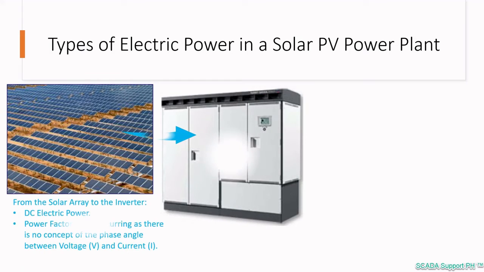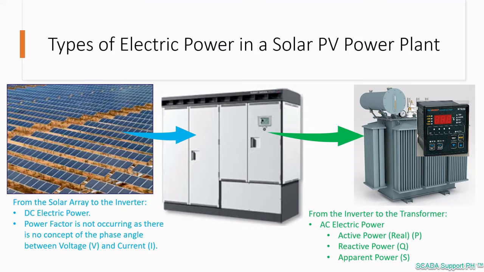Please note that the electric current flowing from the solar modules or arrays going to the inverter is purely resistive DC, wherein power factor does not occur as there is no concept of a phase angle between voltage and current. From the inverter to the medium voltage transformer, DC has been converted to AC, wherein it can be classified into three parts: active or real power, reactive power, and apparent power.